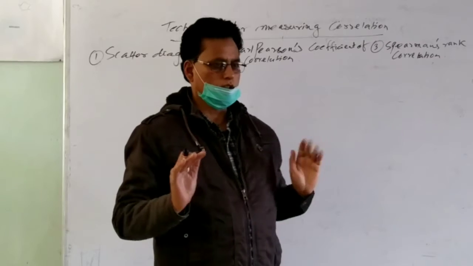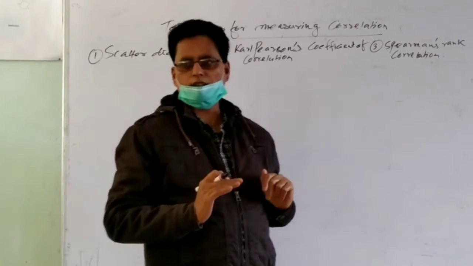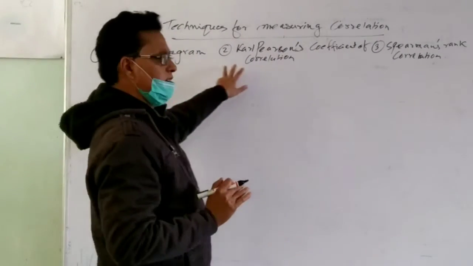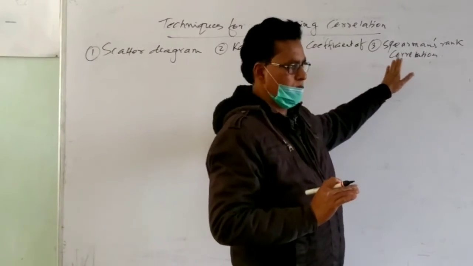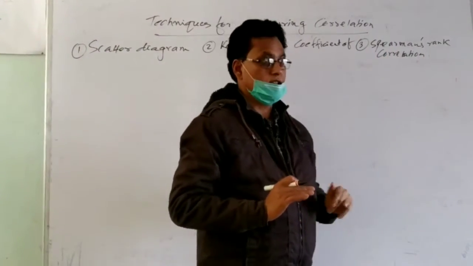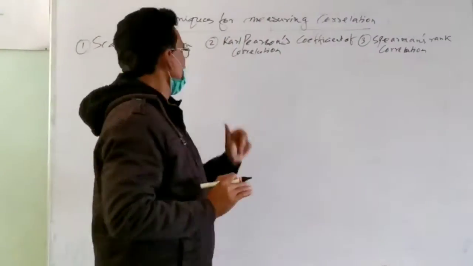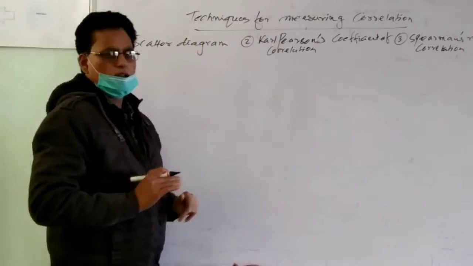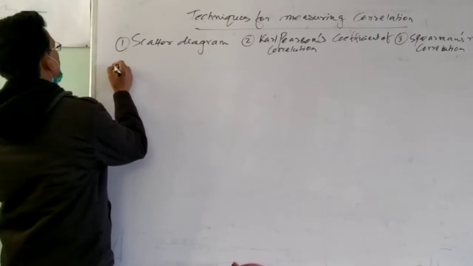Okay. So in our syllabus, these two methods are given. The third method is not given this year. So we'll study one by one. First one is the scatter diagram. Let us see a scatter diagram.